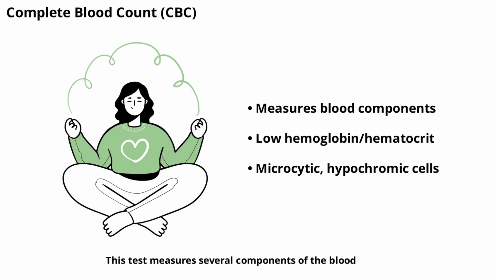This test measures several components of the blood, including red blood cell count, hemoglobin concentration, hematocrit, and red cell indices such as mean corpuscular volume, MCV. In iron deficiency anemia, the CBC typically reveals low hemoglobin and hematocrit levels, along with microcytic, small-sized, and hypochromic, pale, red blood cells. These findings provide important clues that point toward iron deficiency as the underlying cause.